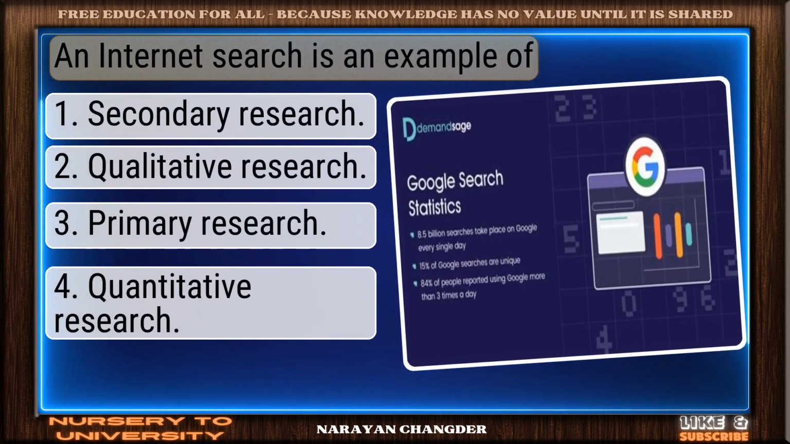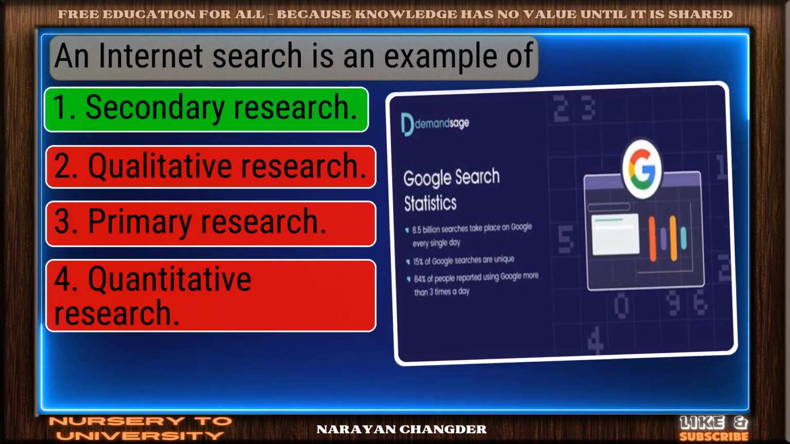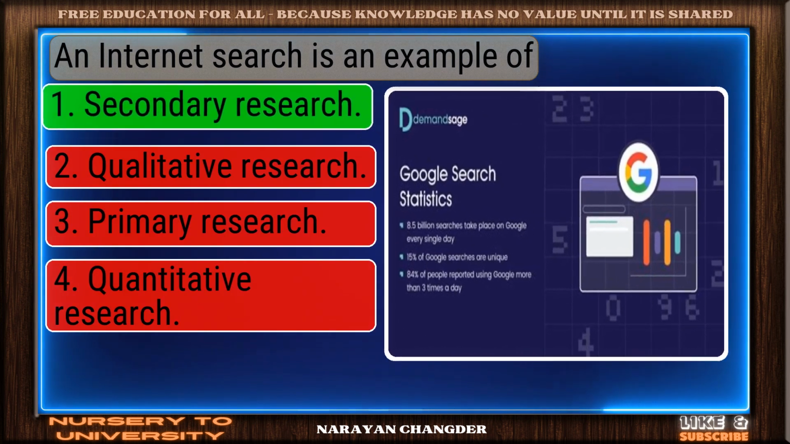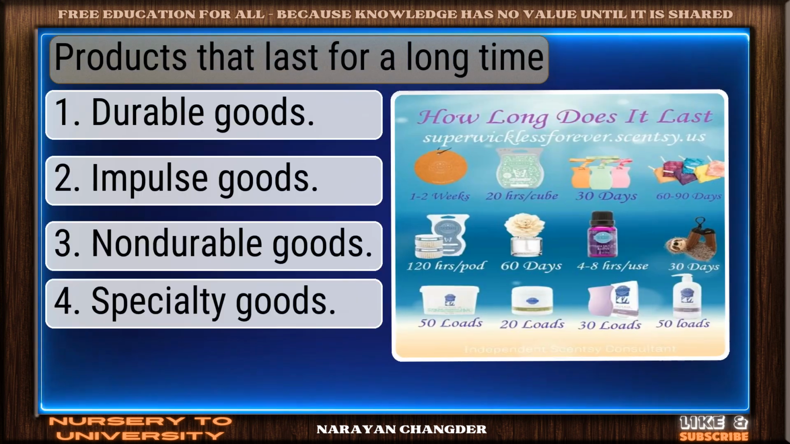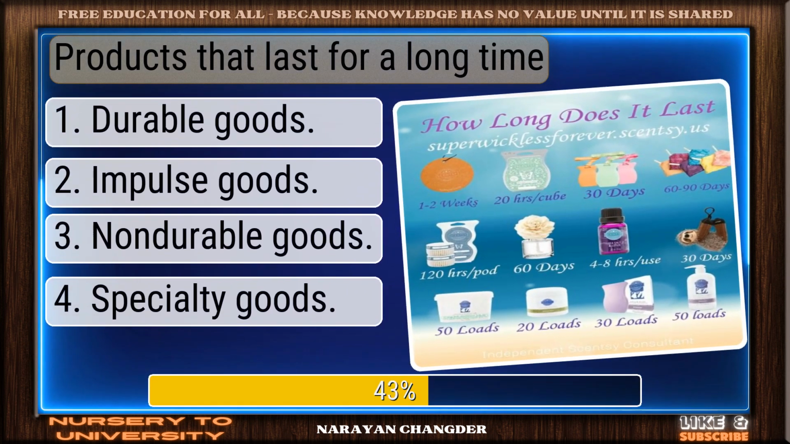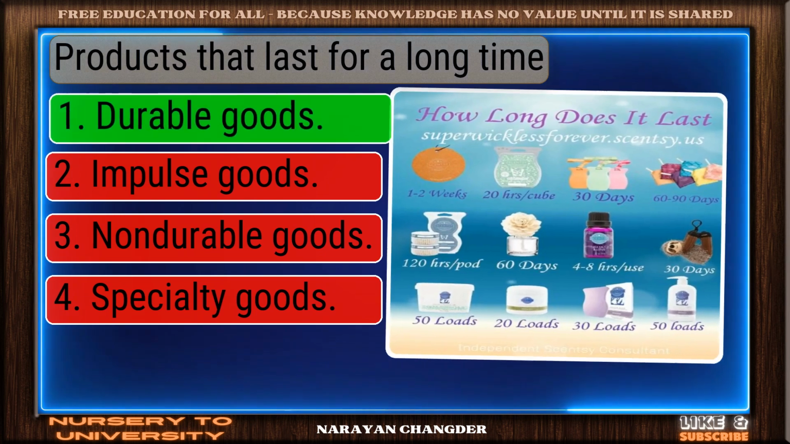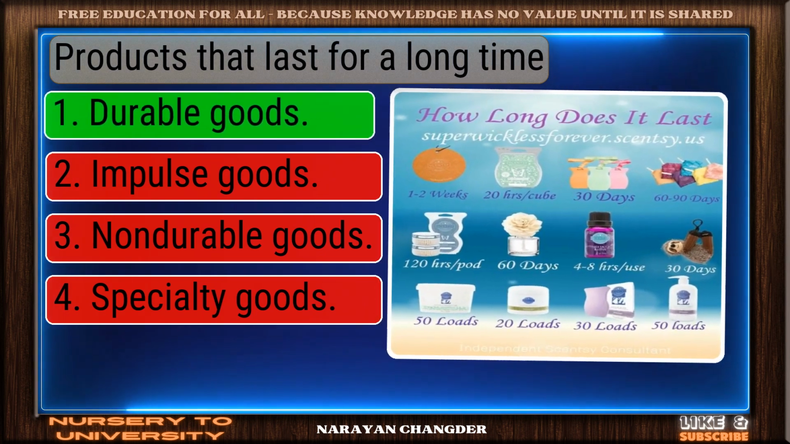An internet search is an example of? Nicely done. Secondary research is a solid answer. Products that last for a long time. You chose durable goods. And it is correct.